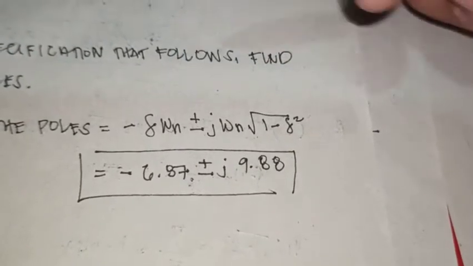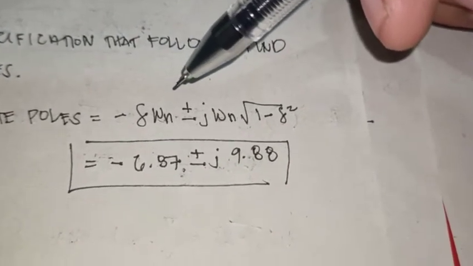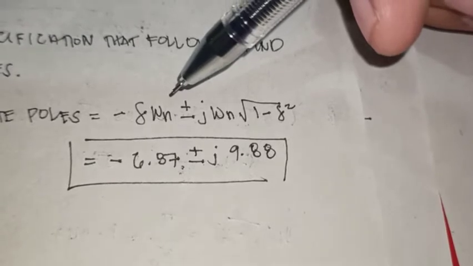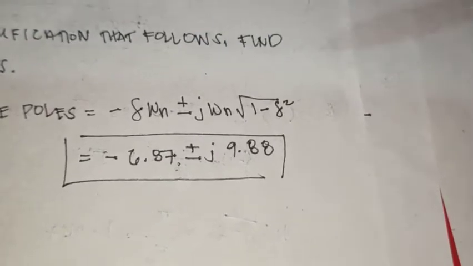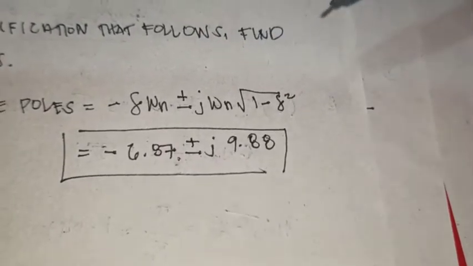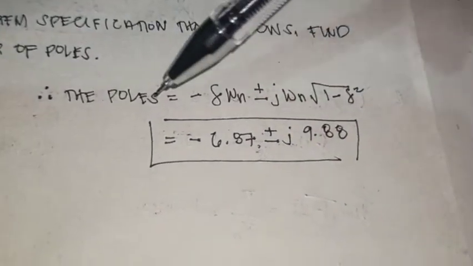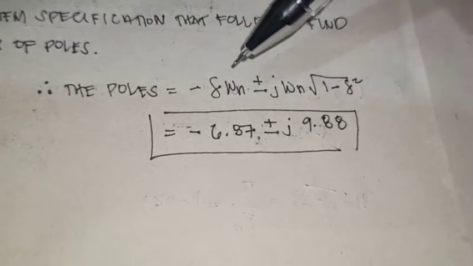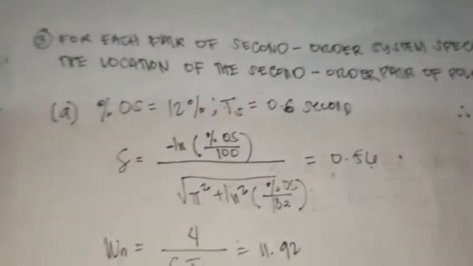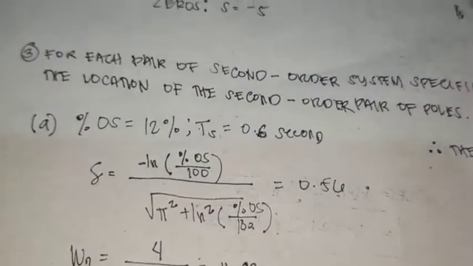Negative damping ratio times natural frequency plus negative j times natural frequency times square root of 1 minus damping ratio squared. So, first, to get the poles, we need the damping ratio and the natural frequency. So, we get the damping ratio from the overshoot percentage.